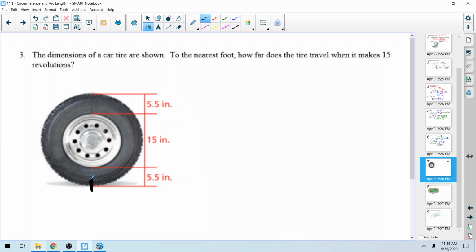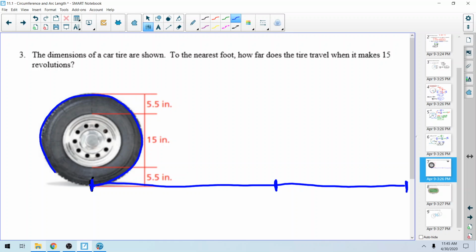It starts here and it spins its way around on the ground, and then it gets back to its starting place, and then it spins its way along the ground, and it keeps going, and it does that 15 times. So when it spins its way along the ground, that's the circumference, and then it does that 15 times. So ultimately, we want to find the circumference and multiply it by 15.